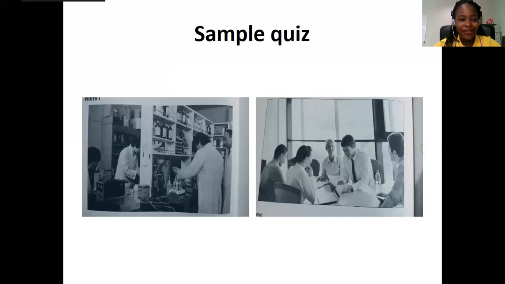So you look at the photos. This will be number 1 and this is number 2. Then we will be able to answer the questions from what we see.